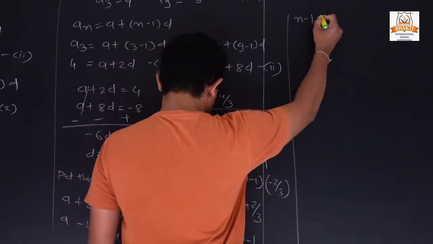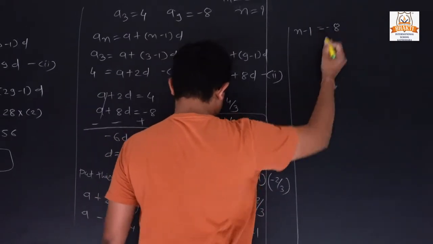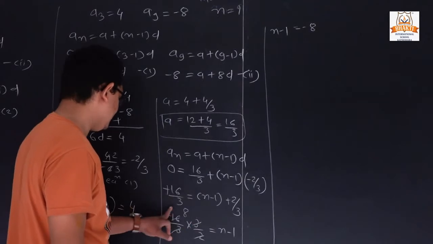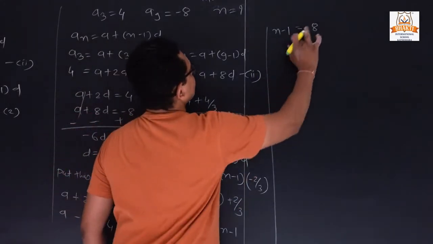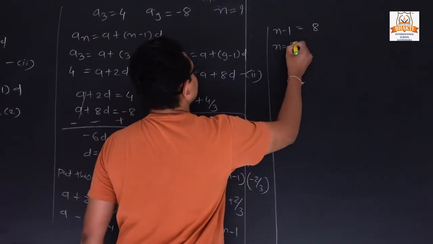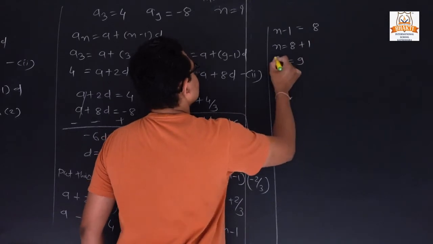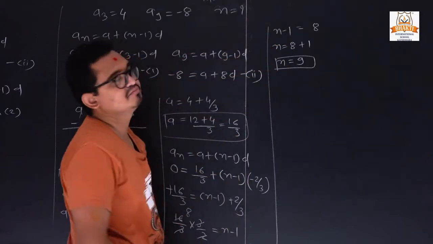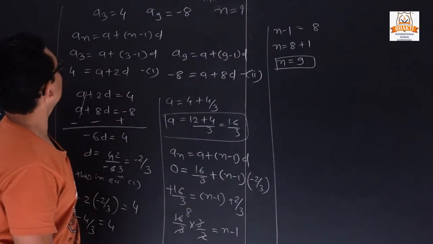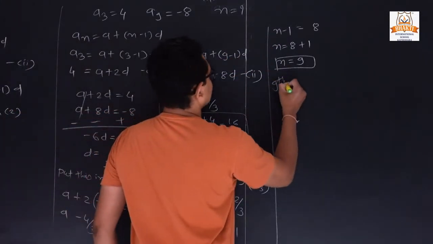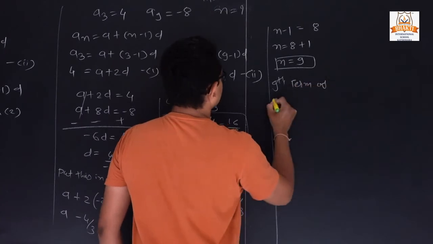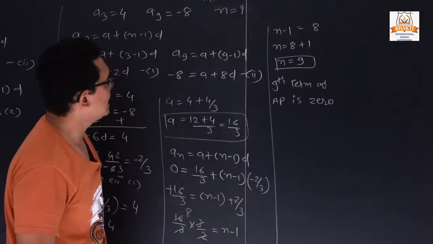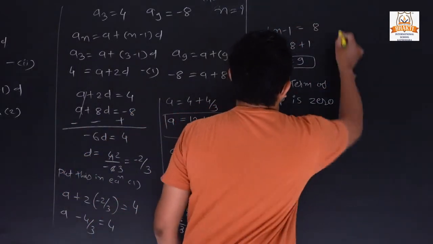So n minus 1 is equal to minus 8. Sorry, minus minus is already plus, so we have a plus 8. Now this minus 1 is going to the second side, so 8 plus 1. So it means what? The 9th term of that series is 0. Clear? The 9th term of that AP is 0. Now next sum, question number 10.